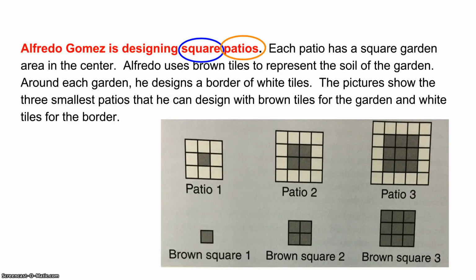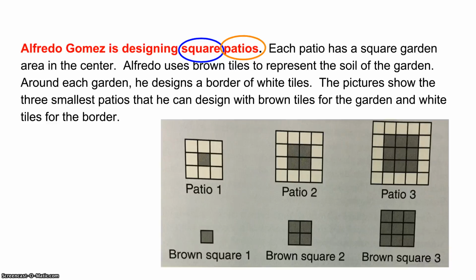As we read the first sentence, Alfredo Gomez is designing square patios. We will first define the vocabulary term square. Activating prior knowledge, we know that a square is a quadrilateral or four-sided figure with four equal sides and four right angles. We also might discuss the word patios.